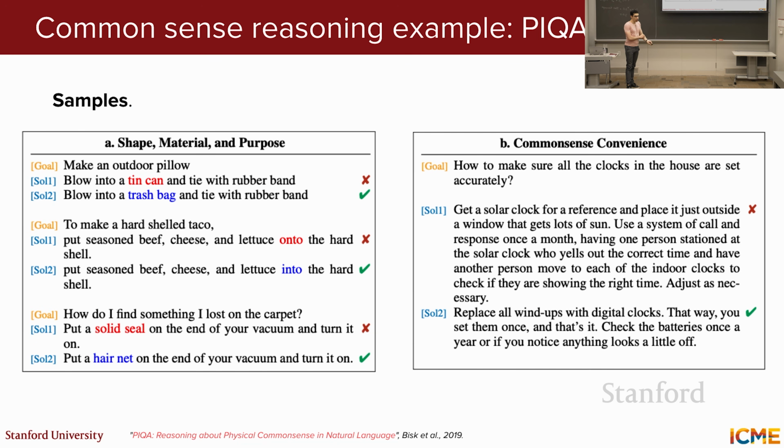And then here, a good example that I really liked from the samples mentioned in the paper was, how do I find something I lost on the carpet? So there is one solution that says, vacuum with a solid seal. And the other one is vacuum with the hairnet. And of course, when you vacuum with the solid seal, then the seal is of course solid, so no air can go through it. But if you have a hairnet, you will vacuum the whole thing, and the thing that you lost will be caught inside of it. So what I mentioned is common sense, but it might not be obvious. And this is what we task the model to resolve.